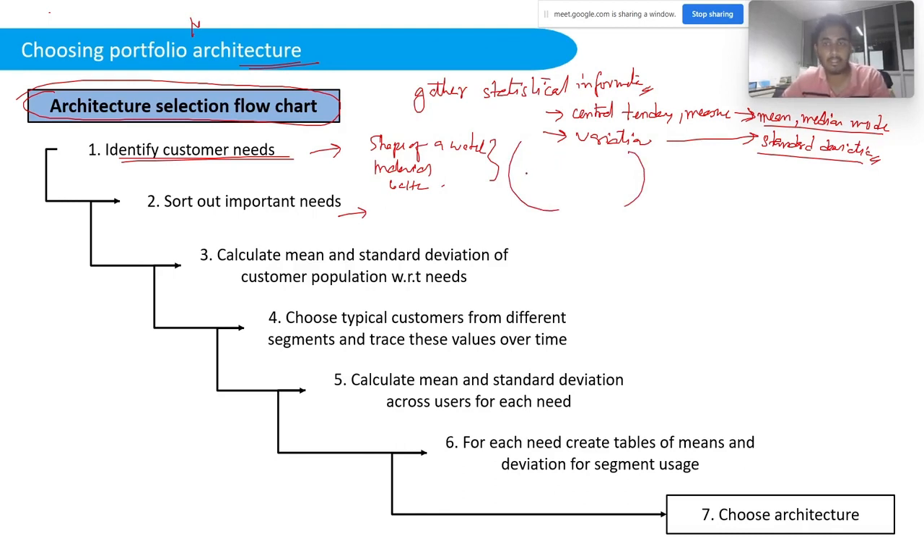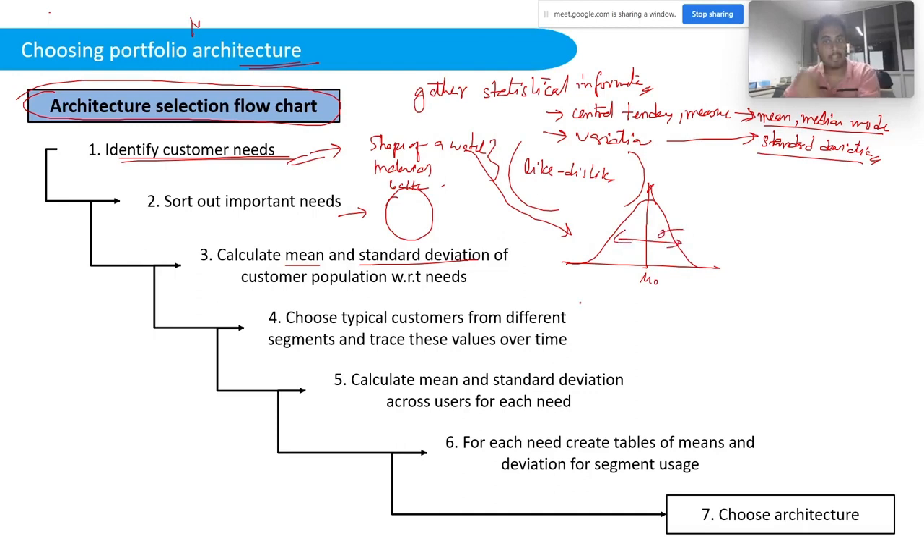We use a technique, the like-dislike method of interview, to identify customer needs. Then you try to identify their priorities, and for a particular need, you try to capture the mean and standard deviation. So for example, for the shape, you get a particular mean value and standard deviation.